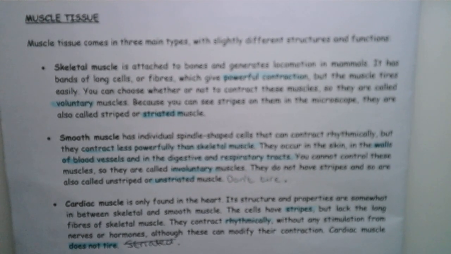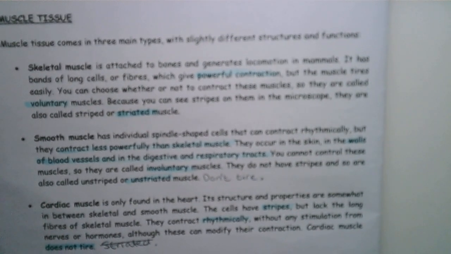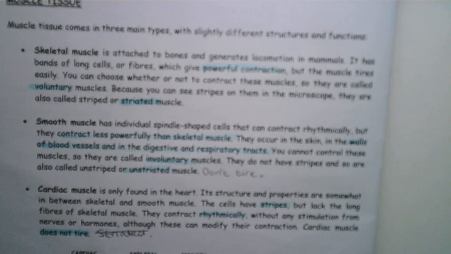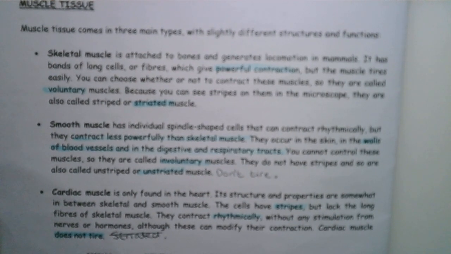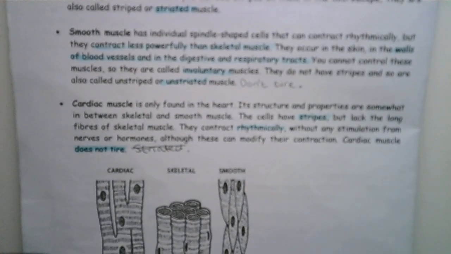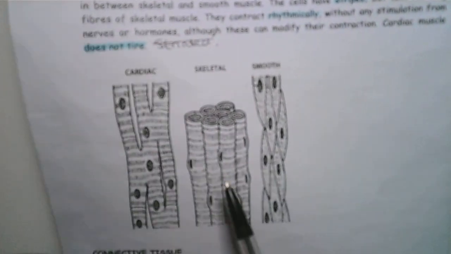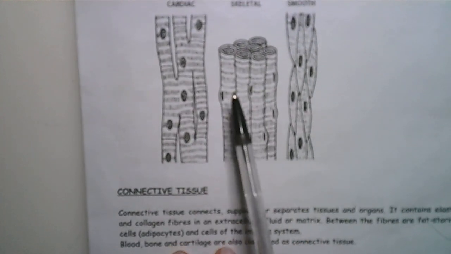Muscle tissue comes in three main types with slightly different structures and functions. Skeletal muscle is attached to bones and generates locomotion in mammals. It has bands of long cells or fibers which give powerful contraction, but the muscle tires easily. You can choose whether or not to contract these muscles, so they are called voluntary muscles. Because you see stripes on them in the microscope, they are also called striped or striated muscle. So that would be these ones. You can see the stripes.